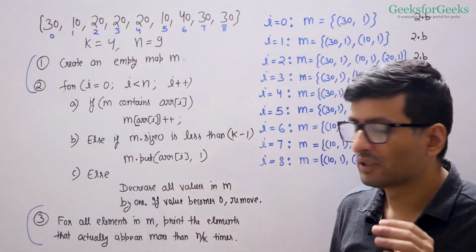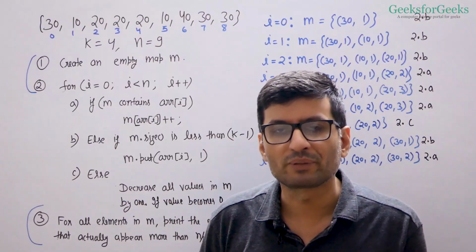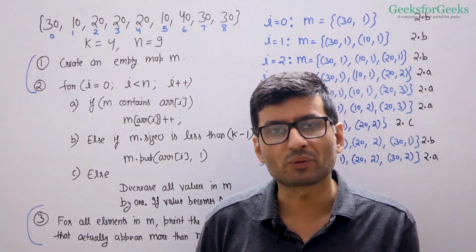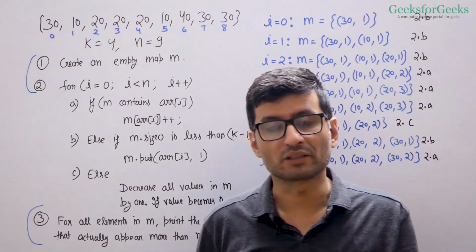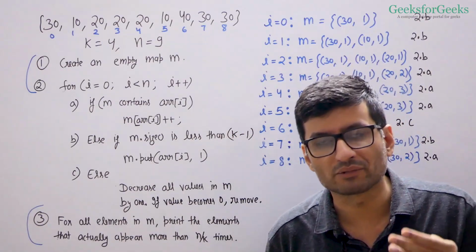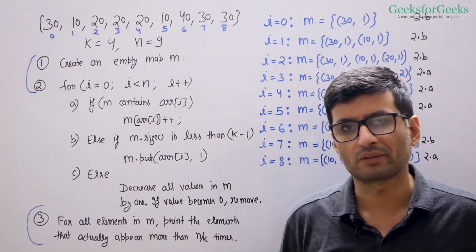The third case is when the map does not have space and this is a new element. In that case we are going to decrease the count of every element present in the map by 1. And if the count of an element becomes 0, we are going to remove it from the map, right?